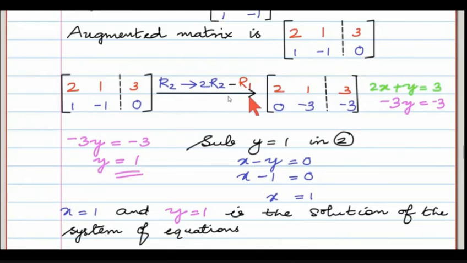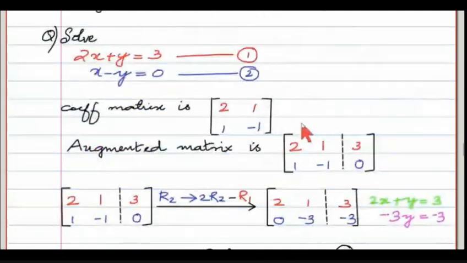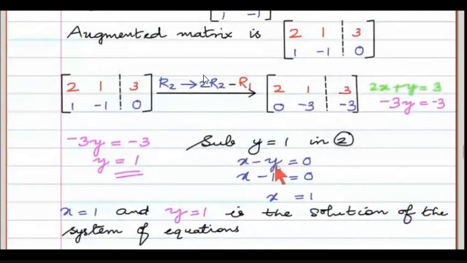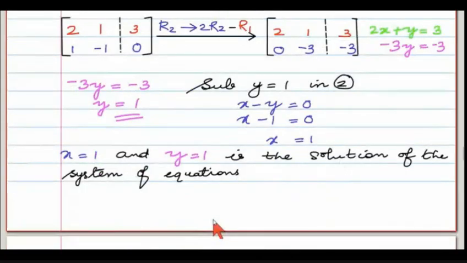So it will give 0 and minus 3. So there is no change in the first row. We have changed the second row. And converting back to the equation notation, we will get equation 1: 2x, this represents x and this one represents y, x minus y equal to 0, and equation 2: minus 3y equal to minus 3. So what is the value of y from this? We will get y equal to 1. Substituting y equal to 1 in equation 2, x minus y equal to 0. The value of y is 1. So x minus 1 is 0. So x equal to 1. So x equal to 1 and y equal to 1 is the solution of the set of equations.